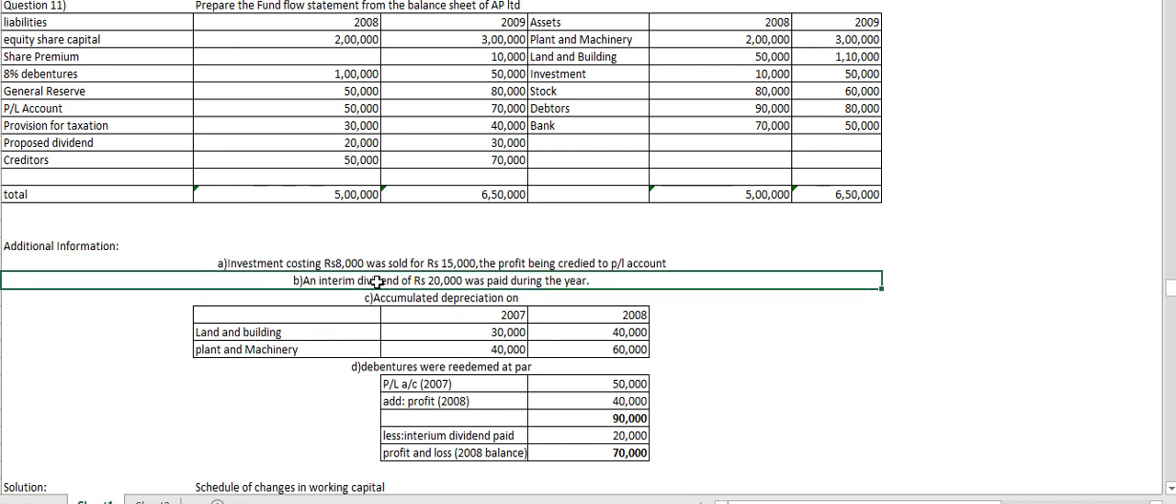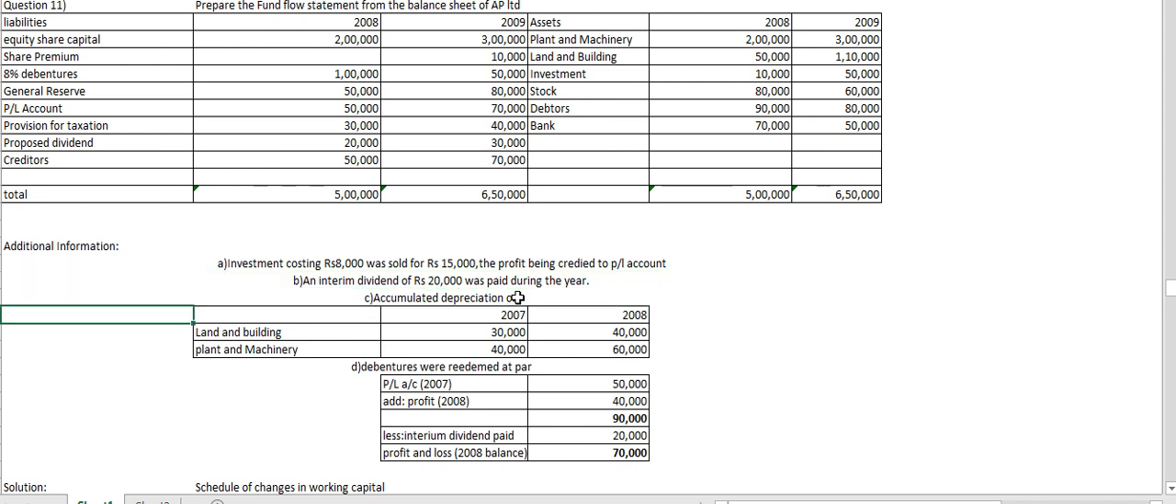Next adjustment, an interim dividend of rupees 20,000 was paid during the year. An interim dividend of rupees 20,000 was paid during the year, so it will be shown in your profit and loss adjustment account as interim dividend paid, and in your fund flow statement as application of funds.